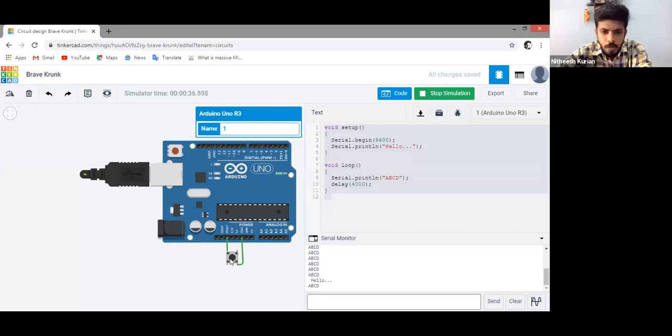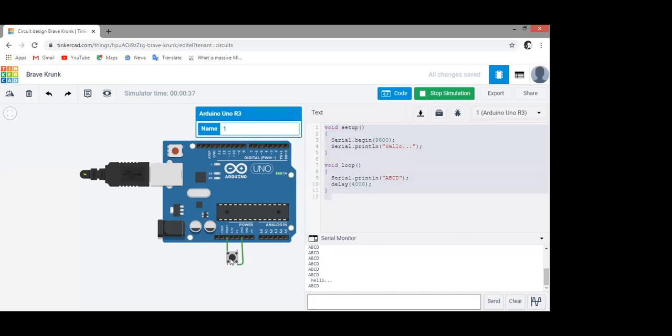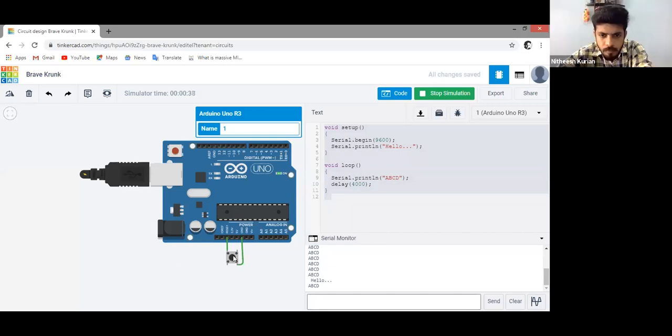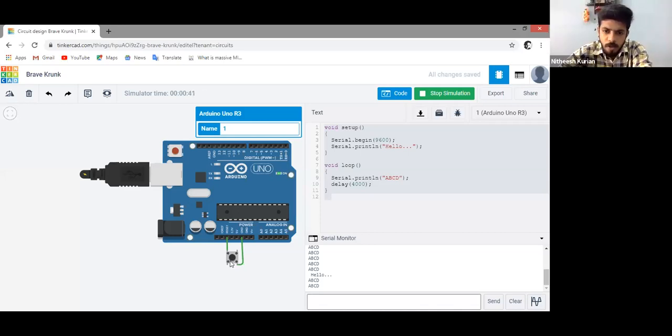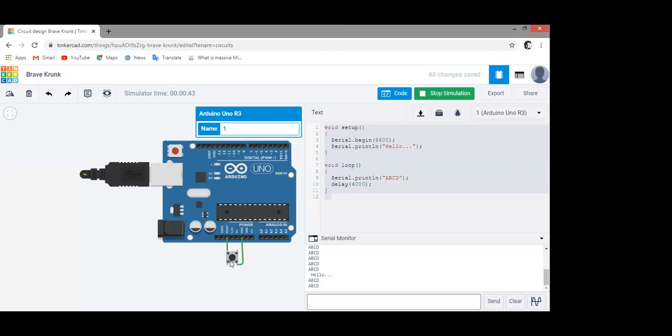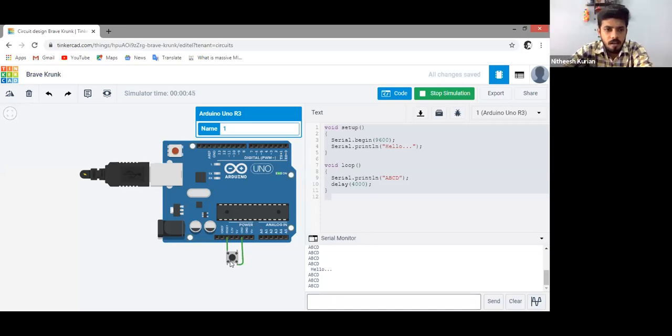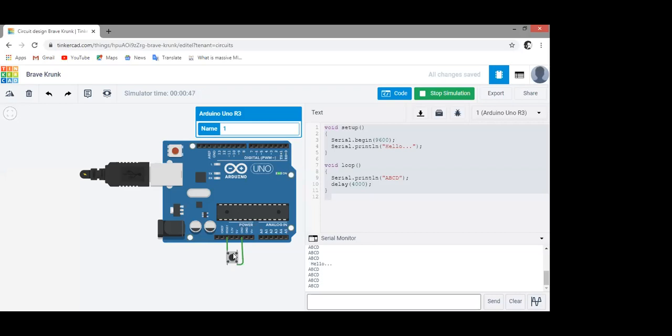Aditya, can you press the push button? Okay, sir. Sir, I pressed it, nothing happened. Okay, hello is printing only once, right? Hello is printing only once, and ABCD is continuously printing. Yes, yes. Now it is printing correctly. ABCD is printing continuously now. Right now it is correct, right? Yes, sir. Okay. Good.